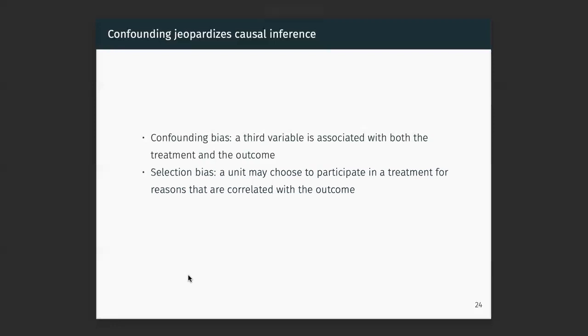Selection bias is when a unit chooses to participate in a treatment for reasons that are correlated with the outcome, right? So I choose to raise my minimum wage in New Jersey because I believe wages are too low. I think the wages are too low for the cost of living in my region as a legislator, and I'm hearing from minimum wage workers that their wages are too low. I'm being lobbied by their trade groups or their unions or whatever. So yeah, I'm going to raise the minimum wage. That's associated with the outcome.